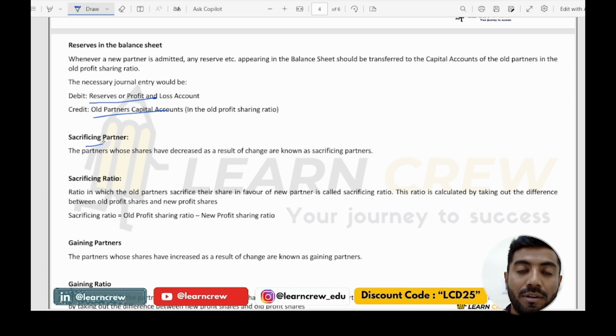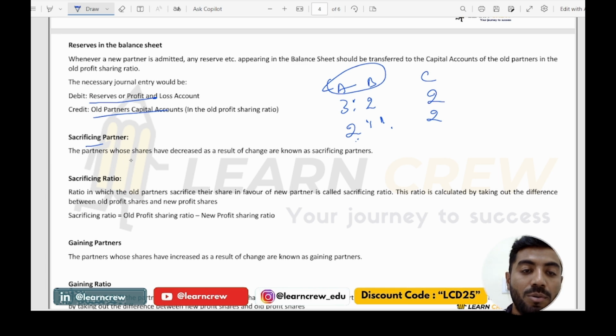Sacrificing partner is the partner whose share decreases when a new partner comes in. Say, for example, the current share is 3:2 for A and B. C is coming in for a share of 2. That time A is giving 1 share, so A will become 2. Again, B is giving 1 share, so B will become 1. So this fellow will have 2. So A and B are each sacrificing 1. A and B are called the sacrificing partners.